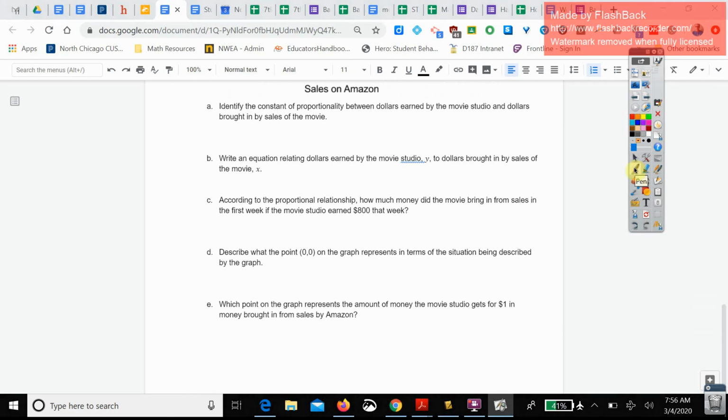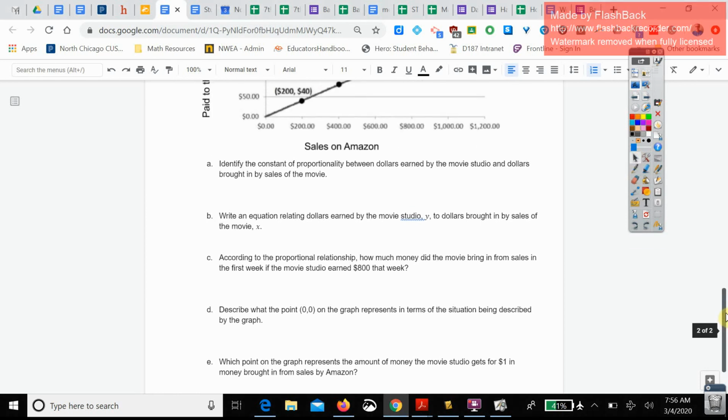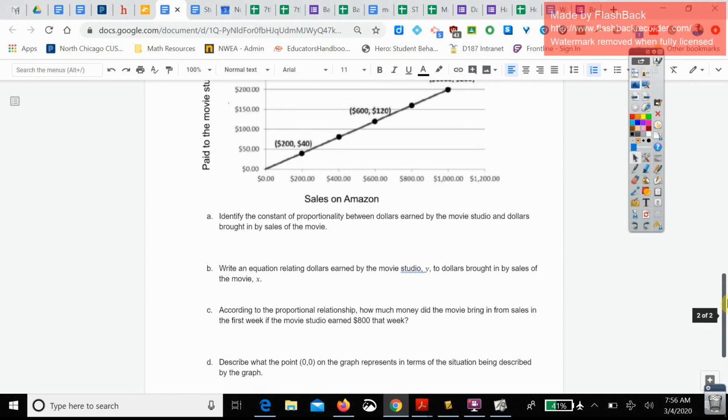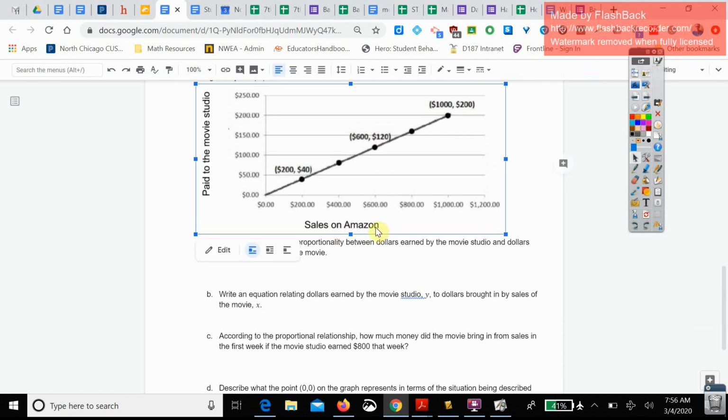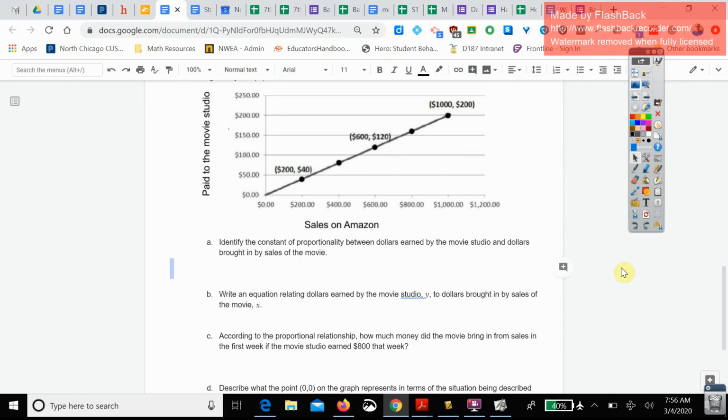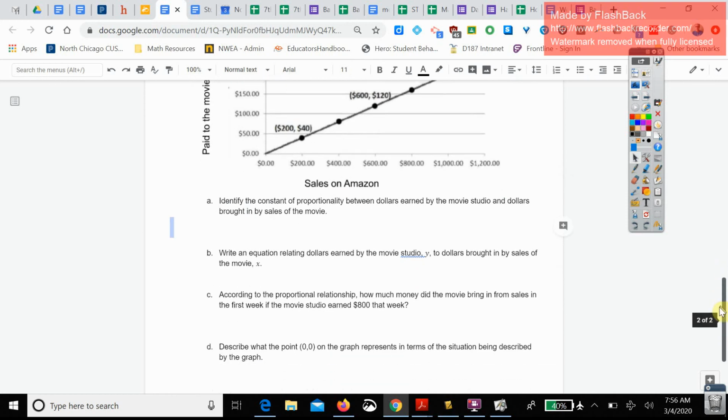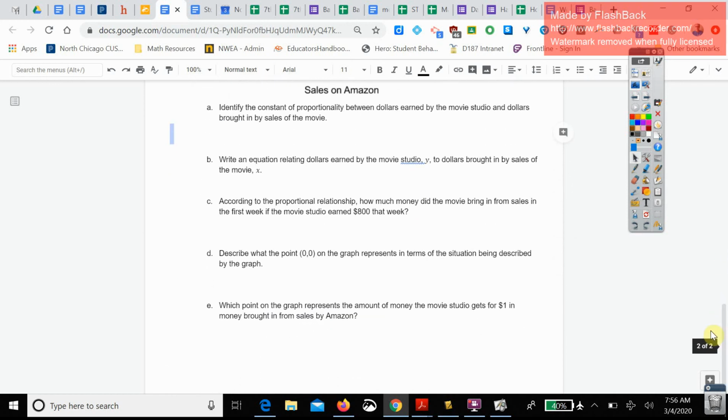So if you look at this, sales on Amazon and paid to the movie. So sales on Amazon, paid to the movie theater. So sales on Amazon is x and paid to the movie theater is y. So paid to the movie theater is $800.